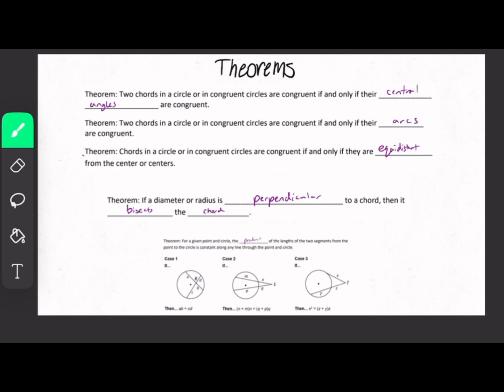I don't even want to read off the theorems. I don't fully understand the theorems, but they are very important, unfortunately. Okay, so, 2 chords in a circle or in congruent circles are congruent if and only if their central angles are congruent.